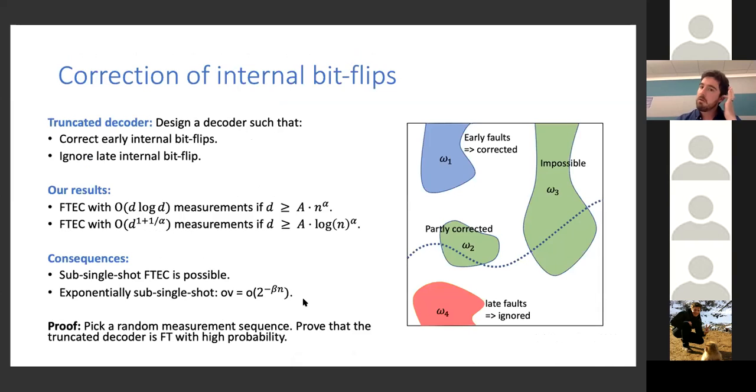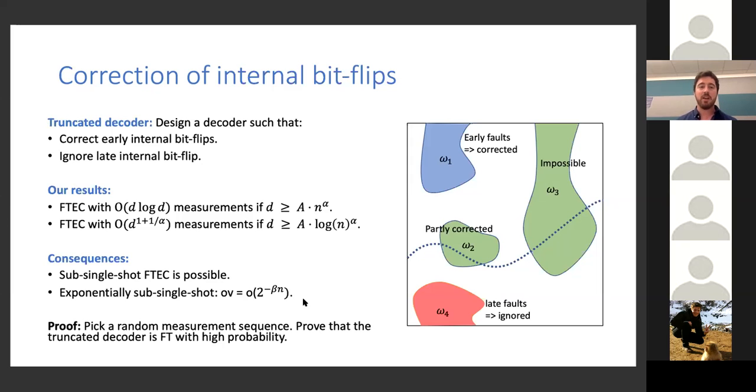And now, what about internal bit flips? The previous idea works only when there is no internal bit flip. In the case of internal bit flips, we have an issue. The basic idea is that if an internal fault appears too late, we don't have enough information about this fault to correct it. It's only detected by the last few measurements. In the extreme case, if an internal fault appears after the last measurement, it's not detected by anything. There is no information about this fault. We cannot expect to correct that.